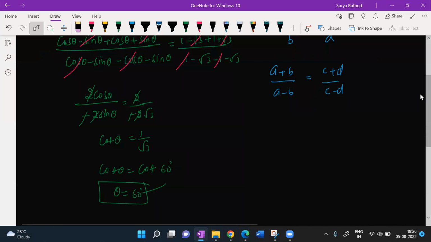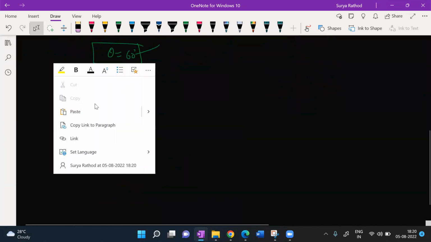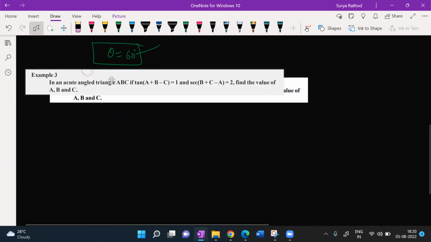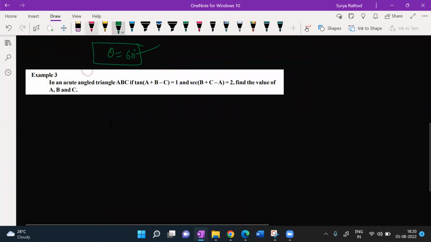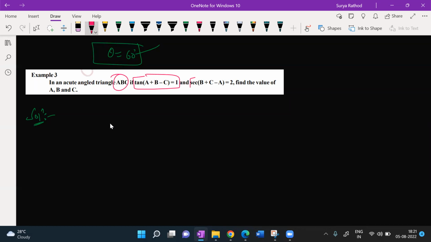Everyone go for this question. Now I'll post a question here. In acute angle triangle ABC, tan of (A plus B minus C) is equal to 1, and secant of (B plus C minus A) is equal to 2. Find the values of A, B and C.